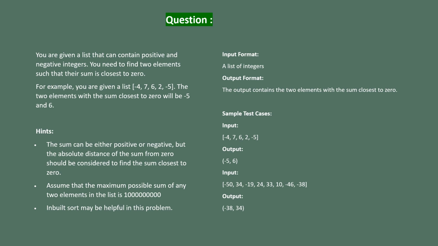Python coding question. Let's apply our understanding to a specific Python coding question. You are given a list that contains positive and negative integers. You need to find two elements such that their sum is closest to 0. For example, you are given a list of -4, 7, 6, 2, -5. The two elements with the sum closest to 0 will be -5 and 6.